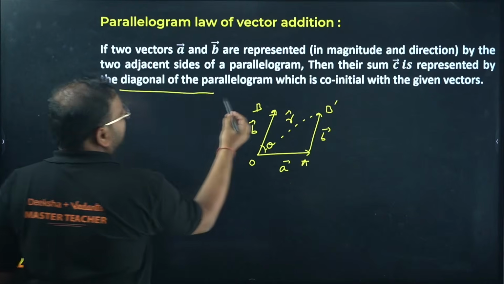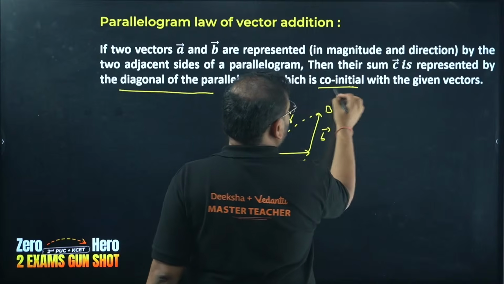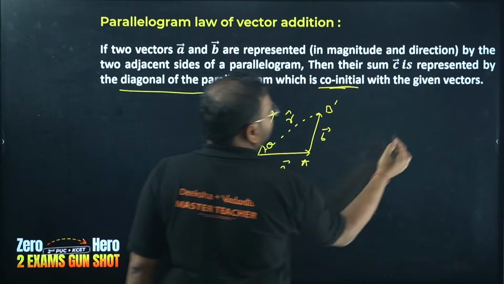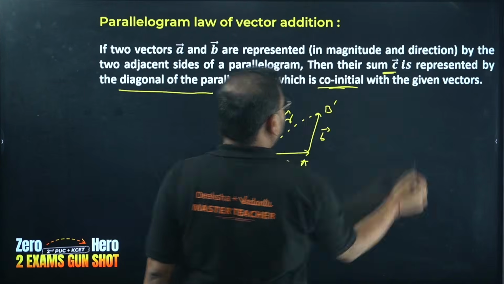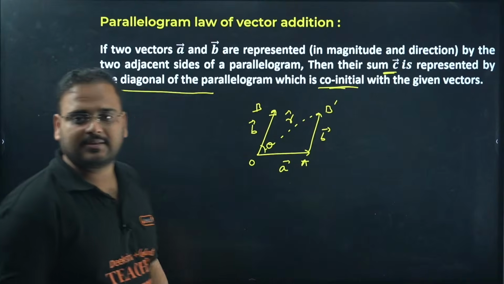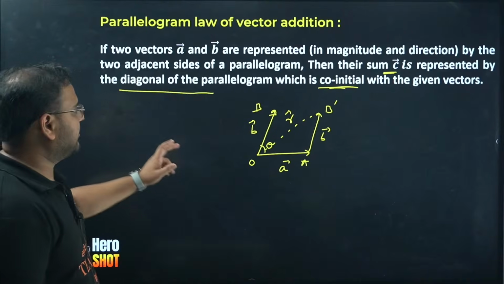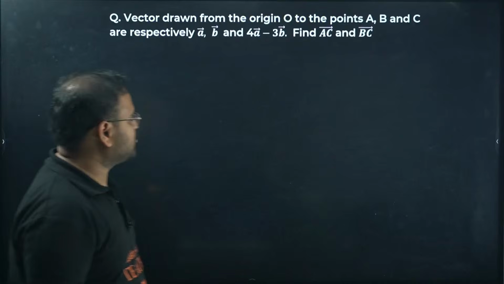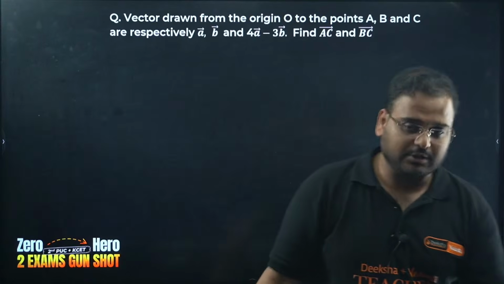The diagonal of the parallelogram, with the co-initial of the same two vectors, will be your resulting vector. R or C will be like this. This is the parallelogram law of vector addition. Okay, solve this particular question.